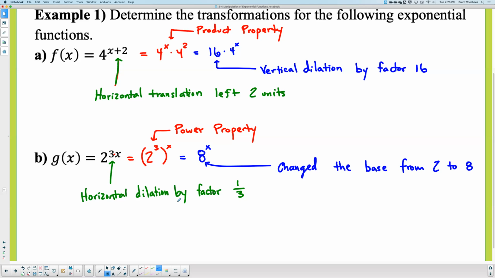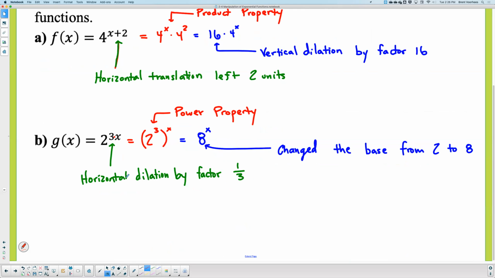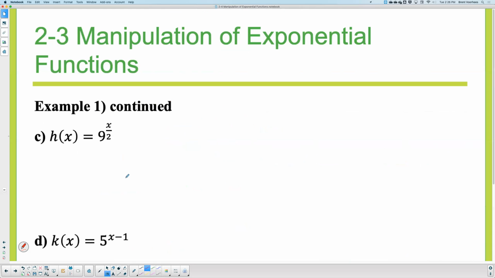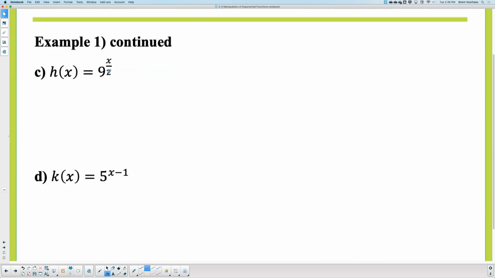Now, I'm sure right now this is making absolutely no sense. Unless you know your rules, then it's like, well, I'm just simplifying using algebra. That's true. That's what we're doing. But what I do need you to see is when you manipulate. That's the name of this lesson. If you look back at the top, if you manipulate exponential functions, you can change what type of transformations you're looking at, and that's what we're doing today. All right, let's look at part C here. What's different this time about my power?